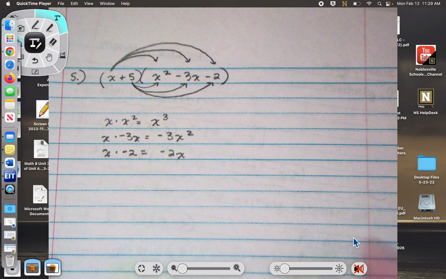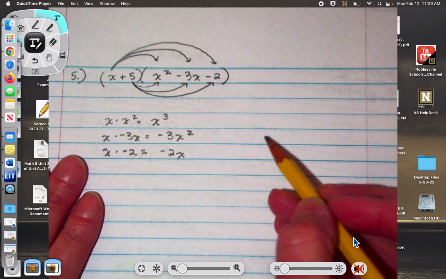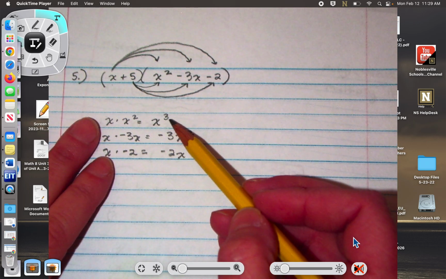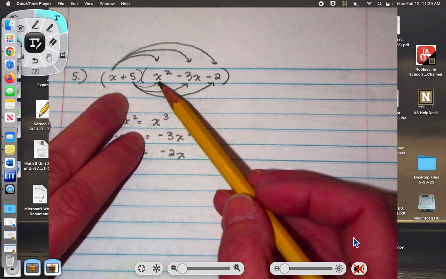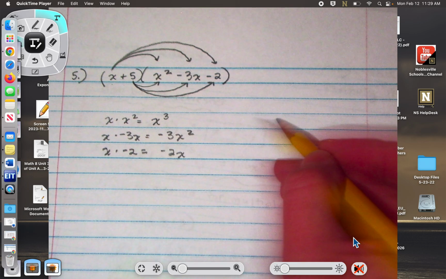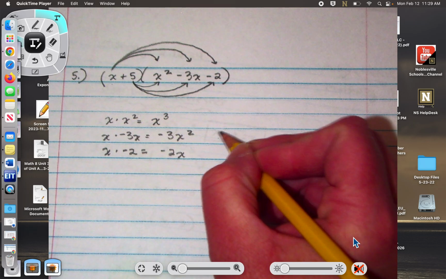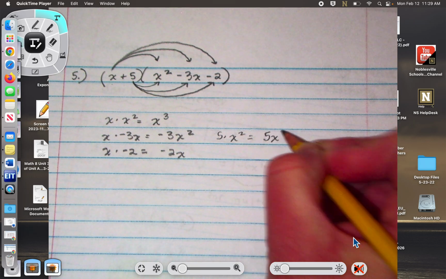And then when I write down the values for the under arrows, I'm going to go over here to the side. I'm never going to have another x to the third. It's not going to happen, because I'm only going to have a single time where I would have x times x squared. So I'm going to leave that blank, and I'm just going to say 5 times x squared will give me 5x squared.